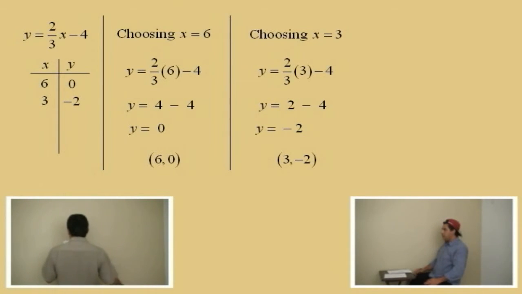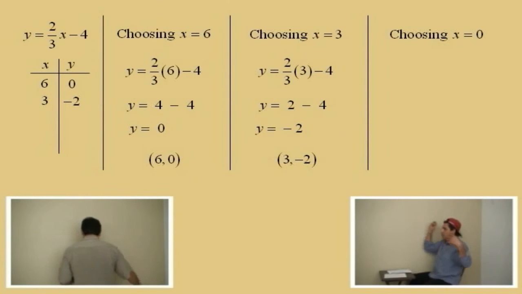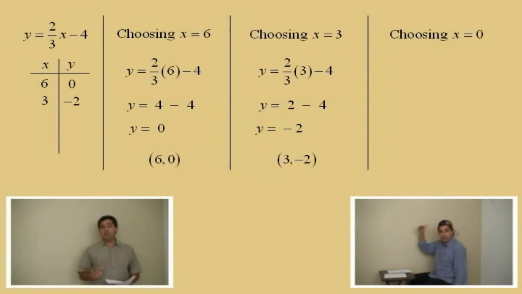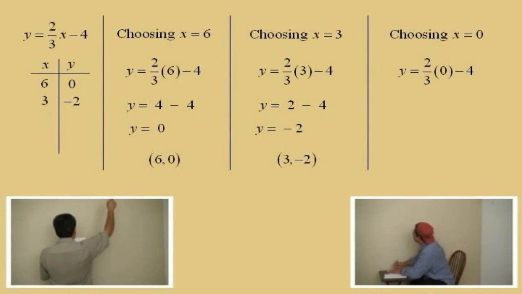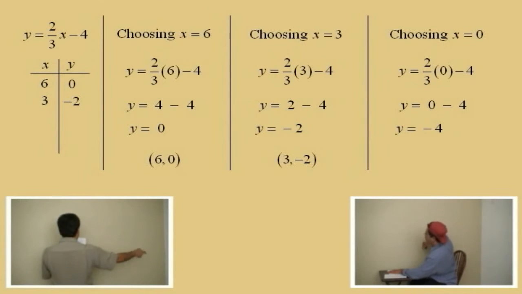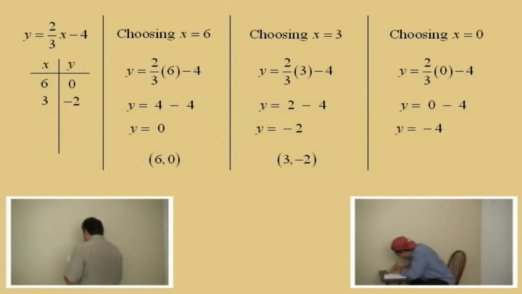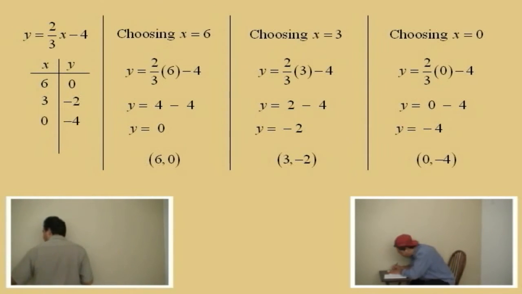What's another good choice for x? 0. X equals 0, because x equals 0 will basically get rid of the fraction, because 2/3 times 0 will be 0. Now, notice when we do that, we're going to choose x equals 0. The fraction goes away. We get y equals 0 subtract 4. And so, Charlie, what's 0 subtract 4? -4. Very nice, Charlie. So there's our ordered pair, and we'll go ahead and put it in our table now.